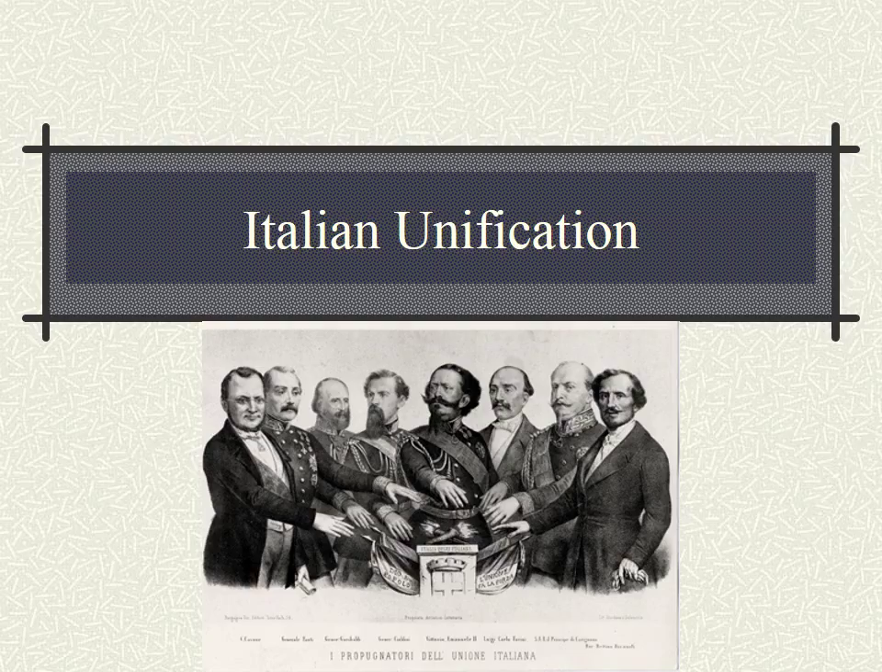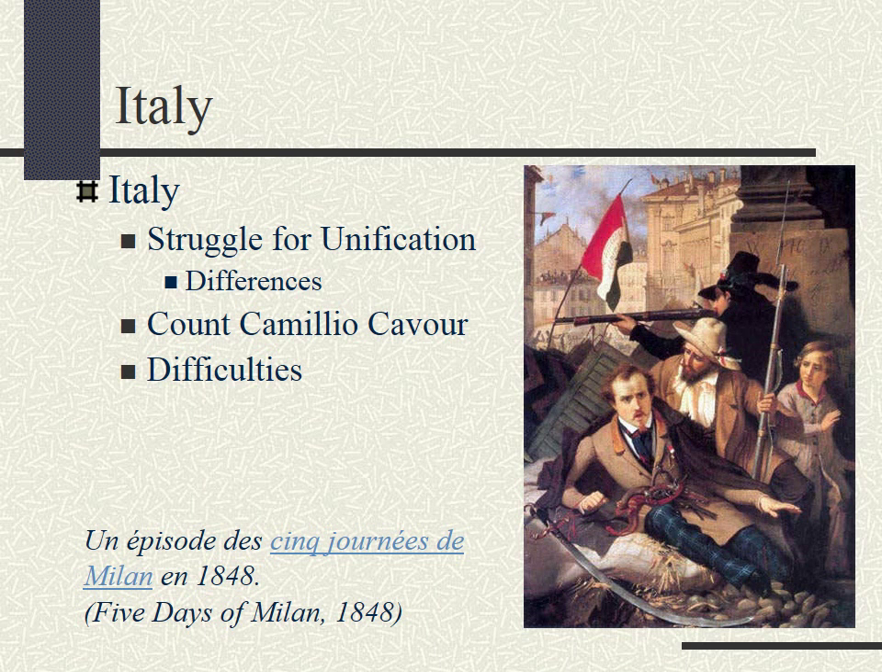Now the next little thing we're going to look at is Italian unification. Down below is a picture of all of the men that were involved in the Italian unification, especially the man on the far left, Count Camillo Cavour, and the man in the middle, who is Victor Emmanuel of Sardinia Piedmont. Now Italy had a little bit tougher time of unifying. And we'll look at the differences, and especially looking at Count Camillo Cavour's strategy of unification.